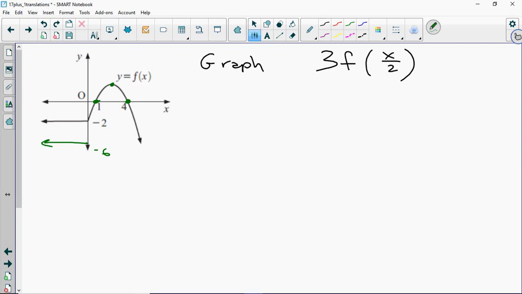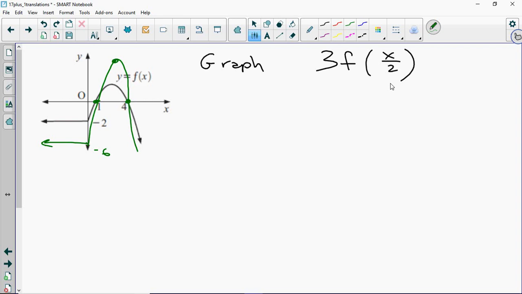This seems like an important point, this maximum. We don't actually know what the value is, but it is going to get 3 times as far away from the x-axis as it currently is, so that'll be somewhere up here. And so what I've graphed now would be just 3 times f of x, but I don't want that. Now I want 3 times f of x minus 2.